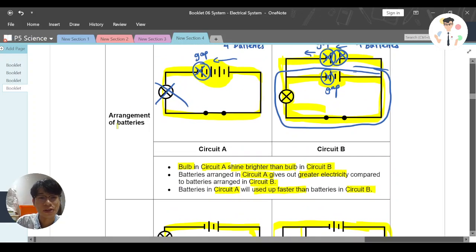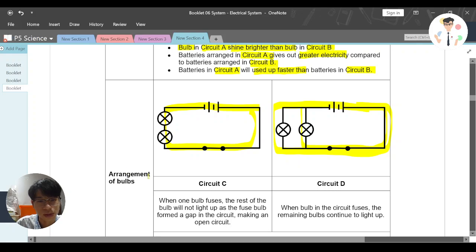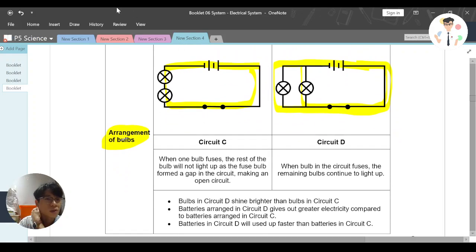I can arrange the rounds based on the batteries, as you can see here where I put a topic here, battery, or I can arrange it based on the bulbs. It doesn't matter. As long as it has two rounds or three rounds, more than one round, that is considered a parallel circuit. That is the definition. It's not about the number of batteries or the number of bulbs. Okay, now let's look at here first.